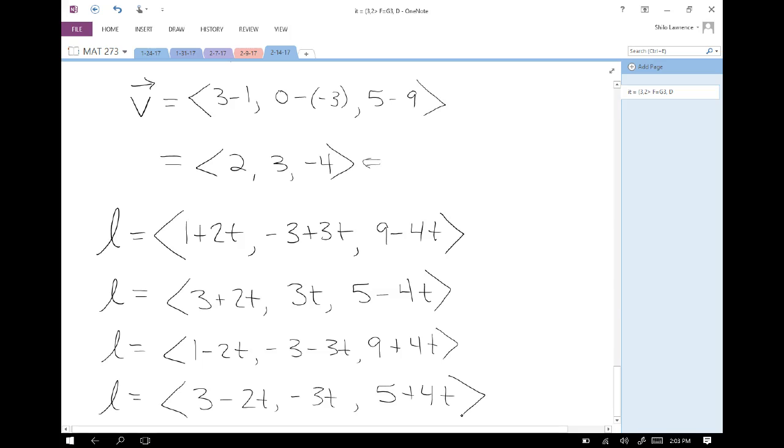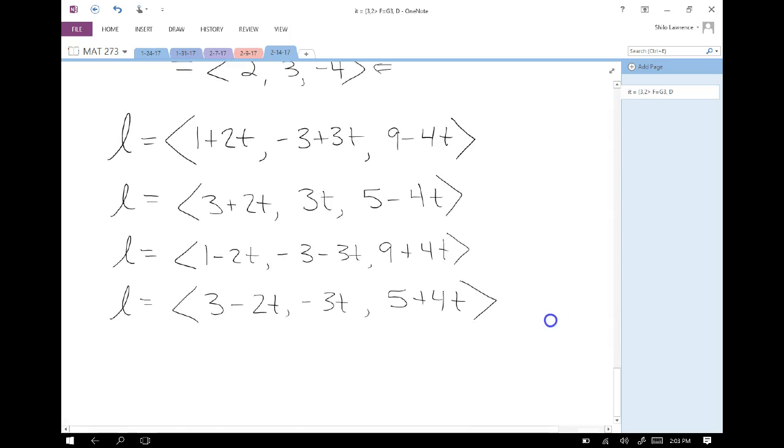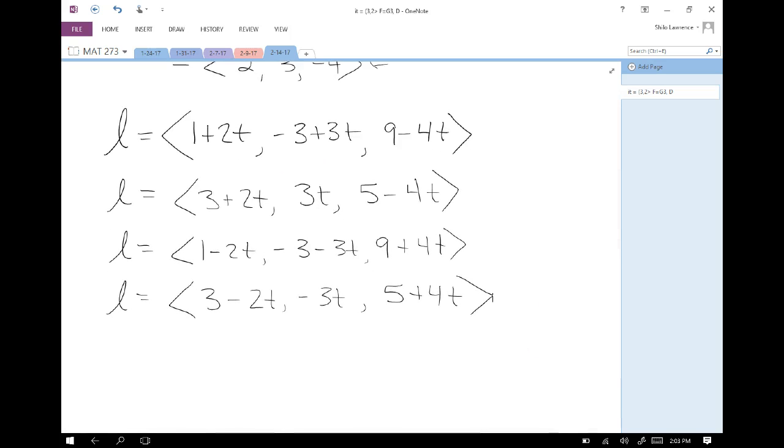So the moral of the story is that the equation, or the equations, the vector equation for a line in space is not unique. There are an infinite number of representations for the same exact line in space.